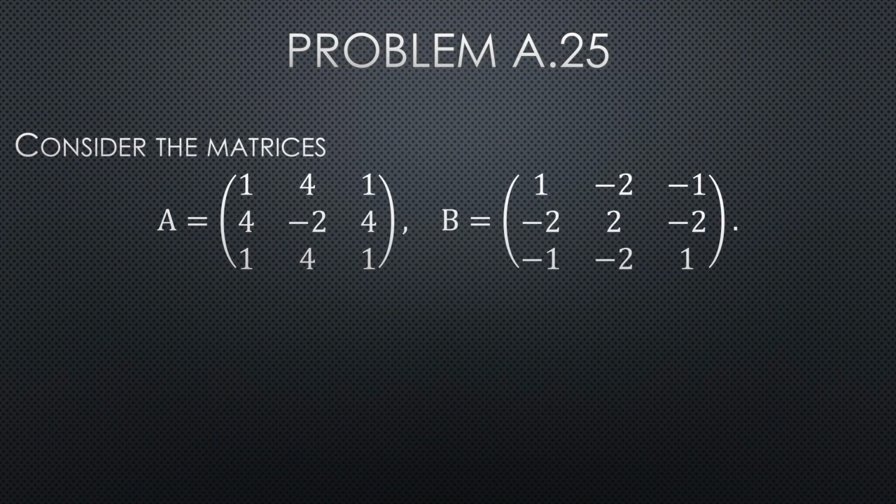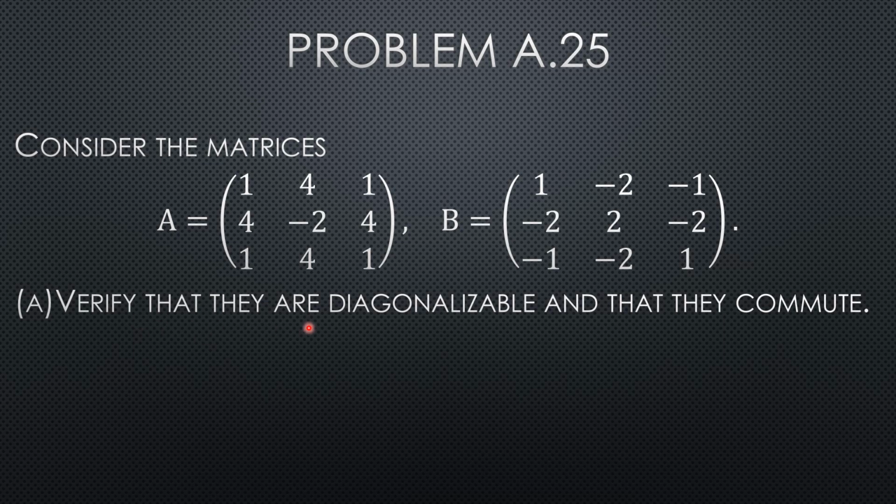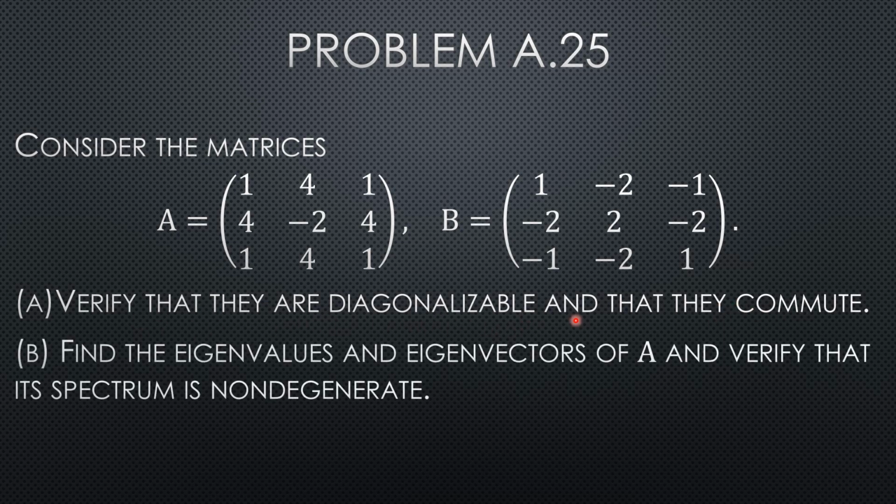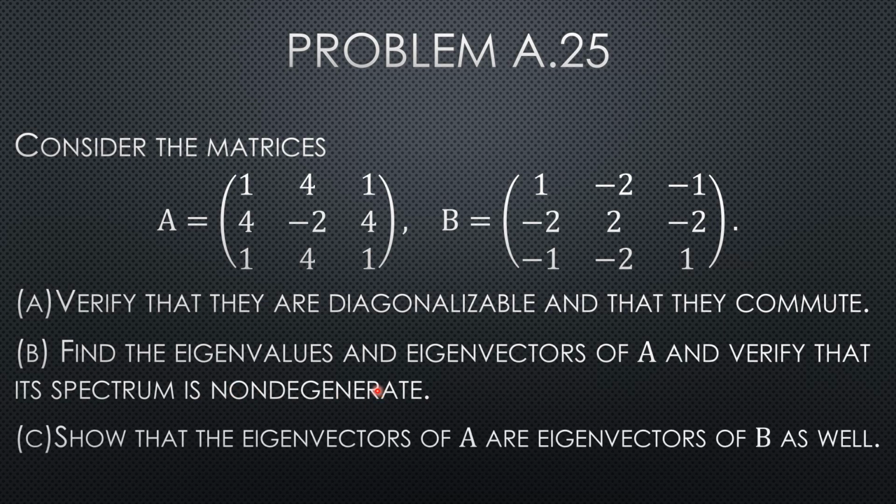In our problem today, A25, we're told to consider the matrices A as defined here, B as defined here. In part A, we're asked to verify that they are diagonalizable and that they commute. In B, find the eigenvalues and eigenvectors of A and verify that the spectrum is non-degenerate. Very important. In C, we're tasked to show that the eigenvectors of A are eigenvectors of B as well, hence simultaneously diagonalizable, and we'll see why.